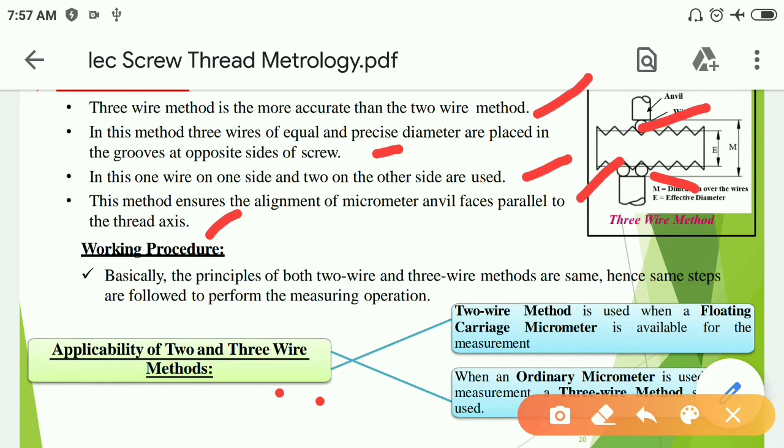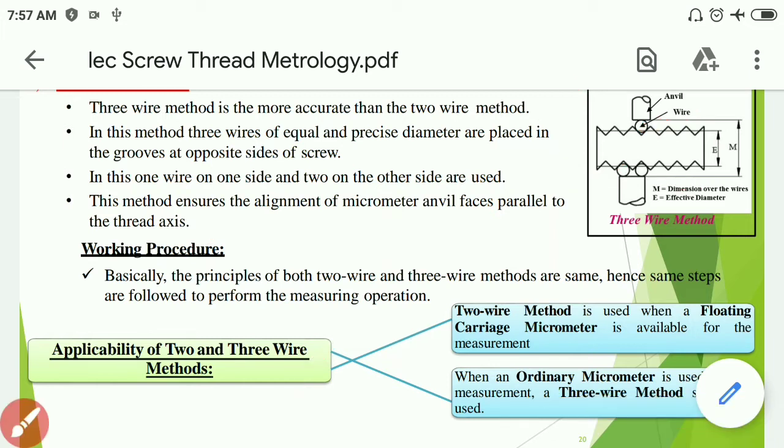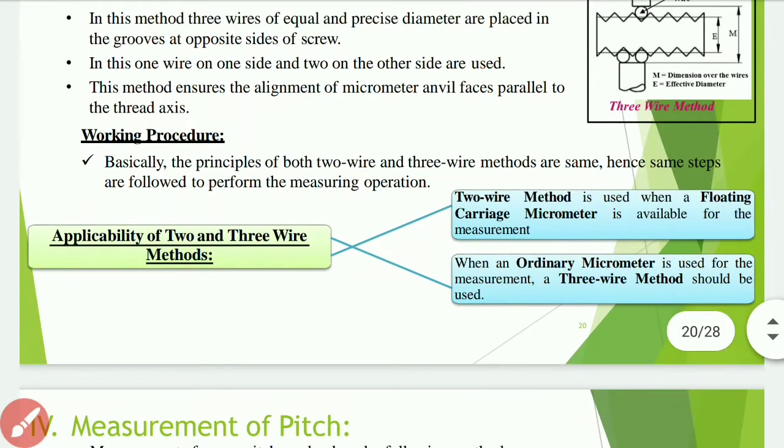Applications of two and three wire methods. Two wire method is used when a floating carriage micrometer is available for the measurement, whereas if an ordinary micrometer is used for the measurement, a three wire method should be used.